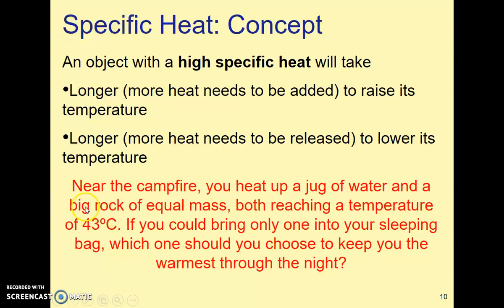Since they're both at the same temperature, 43 degrees, it took more heat for the water to get to 43 degrees Celsius than it did the big rock. As a result, there's more heat in the water than the rock. So the water will be able to release more heat through the night and also release it slower than the big rock would, which has a lower specific heat.